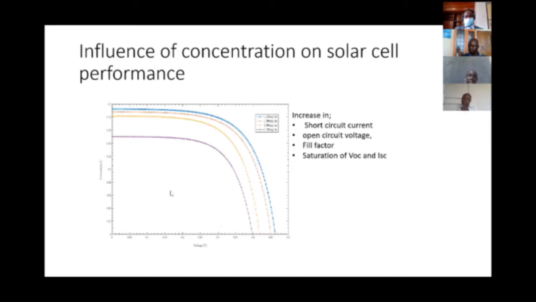We then measured the performance of the solar cells which we had fabricated. From the curves, where on this axis we have current, it is clear that short circuit current increases with concentration. Likewise, the open circuit voltage also increases with concentration, and also the fill factor, which is actually the area under these curves here.